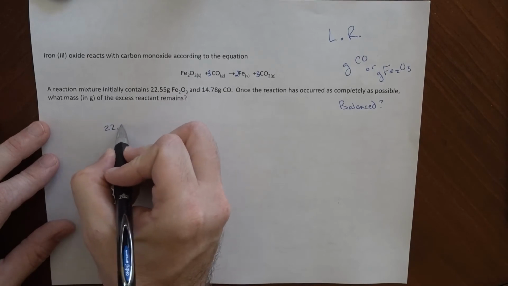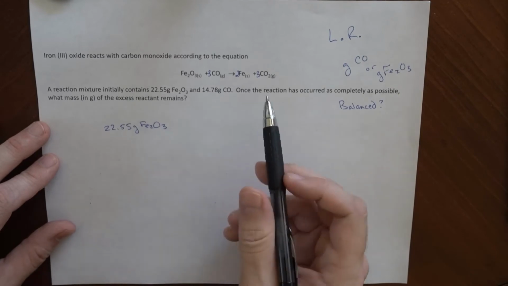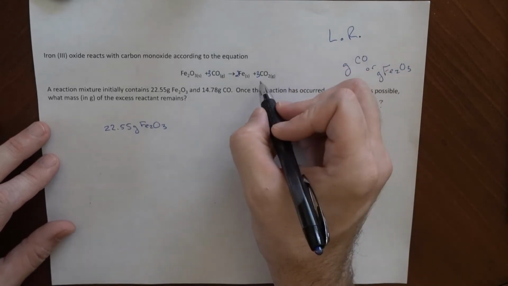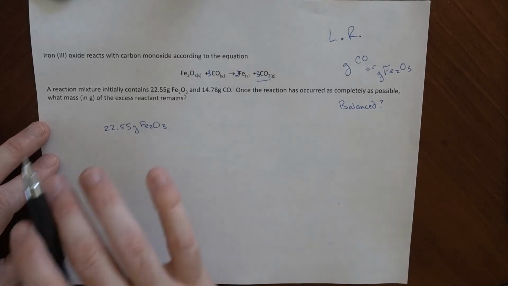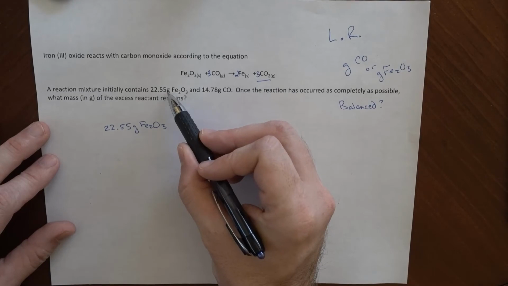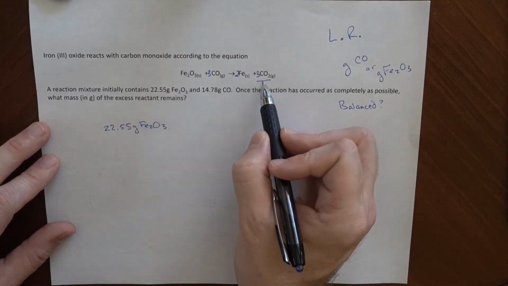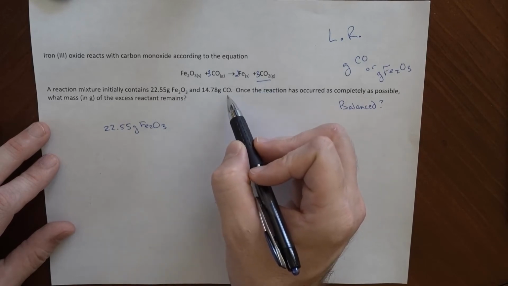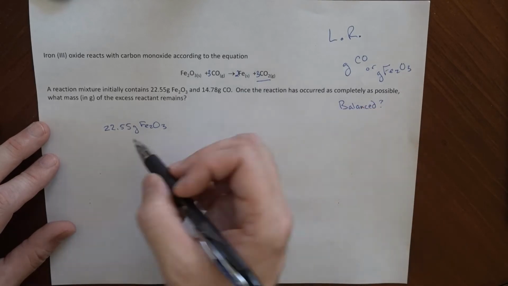All right, let's start with our iron oxide. So 22.55 grams of iron oxide. And what I want to do is convert it into something that's on this side, so why don't I just convert it to carbon dioxide. Now there's more than one way to solve this problem. This is just the way I'm going to do it. I want to see how much carbon dioxide gets made if all of this iron oxide works, and then I'll see how much carbon dioxide gets made if all this carbon monoxide reacts. And the smaller of those two is going to tell me what the limiting reagent is.